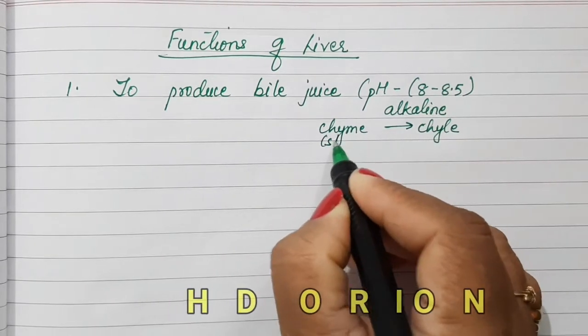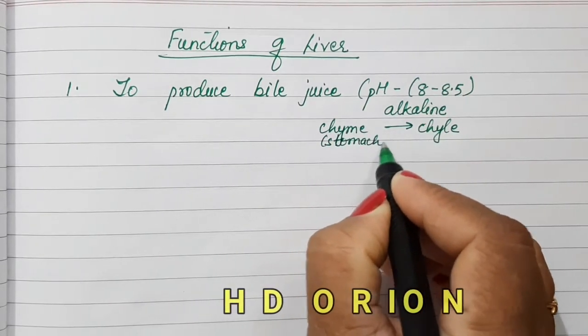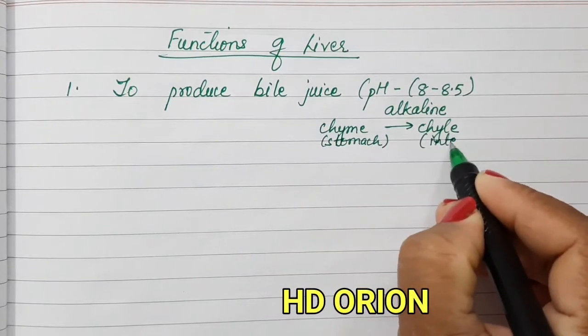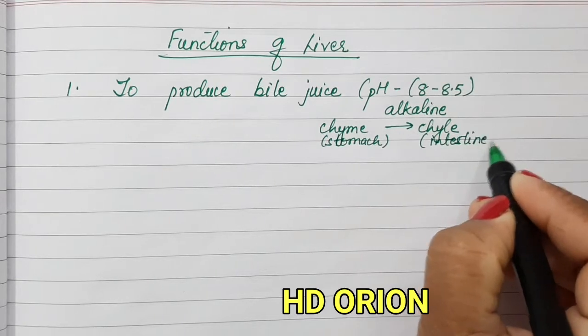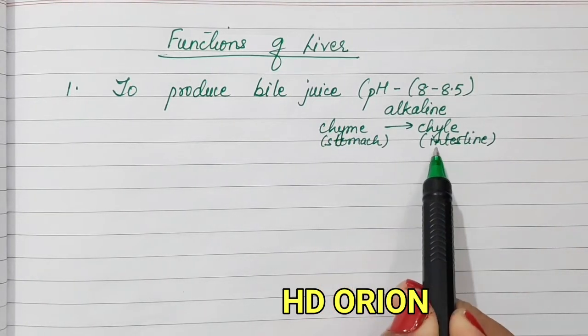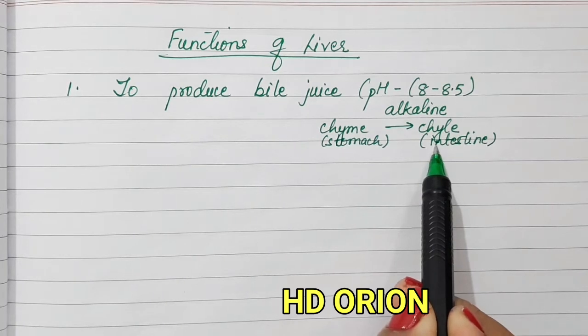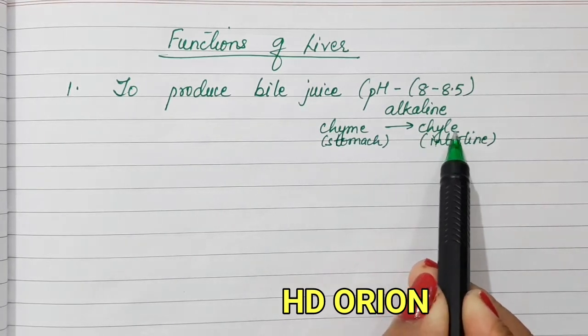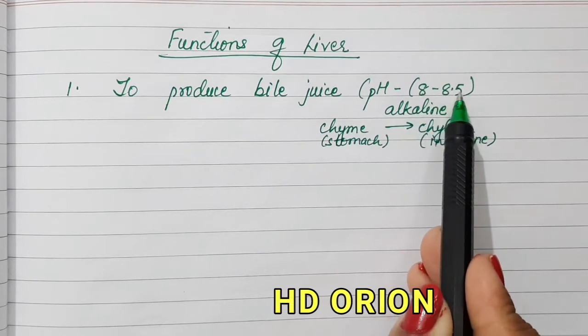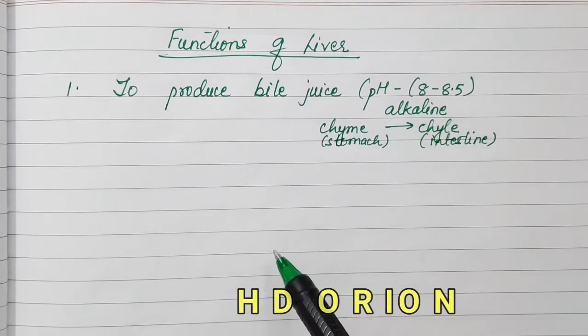Chyme is present in the stomach. This was the acidic food. We have already studied this. And chyle is present in the intestine. So we just now saw in this video that the bile juice is poured in the duodenum, which is the first part of the small intestine. So here the food gets converted into chyle because of the high alkalinity. So 8 to 8.5 is the pH of the bile juice.